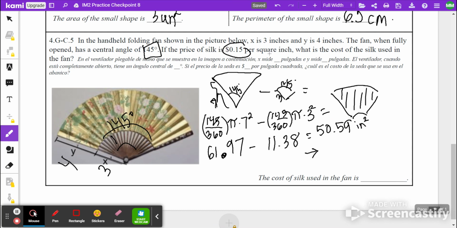And then I'm going to multiply by 15 cents per square inch in order to get the price. So 0.15 times 50.59 equals $60. And whoa, it's a lot of money. Okay. I think I put it in wrong. Let me double check this. 0.15 times 50.59. Okay, $7.59. Cost of the silk is $7.59.